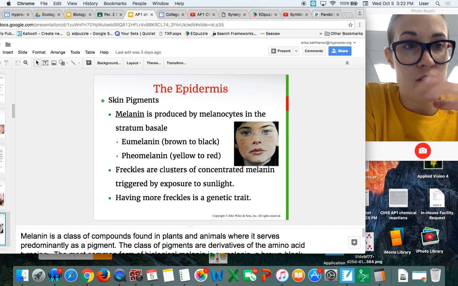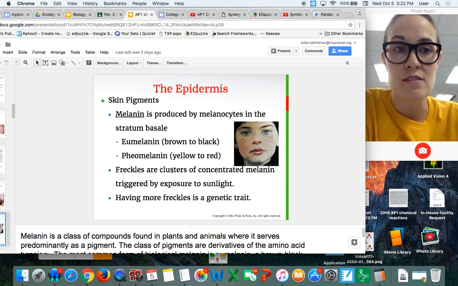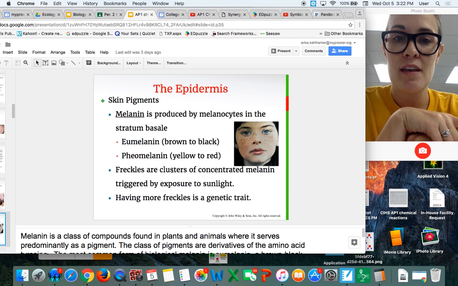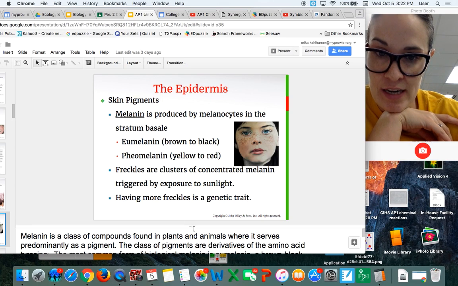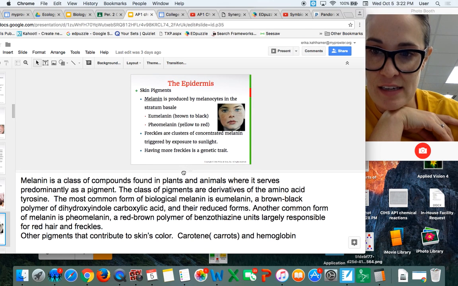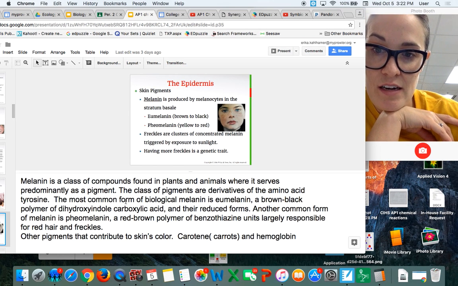Like, you can't see my freckles in the winter, but when I'm in the sun a lot, my freckles pop out, so they're activated then. And having more freckles is a genetic trait. And this is just an expansion on pigmentation of the skin. Other pigments that contribute are keratin.